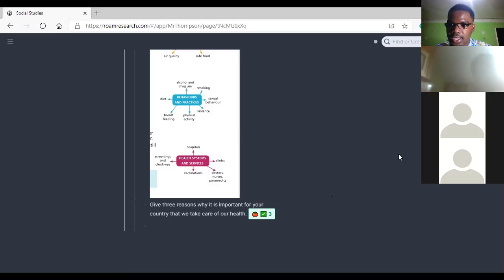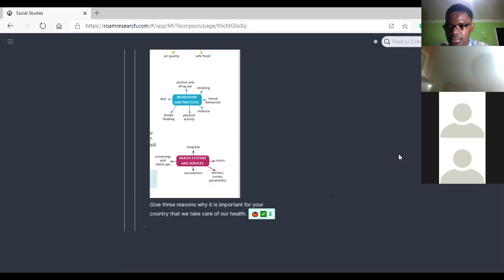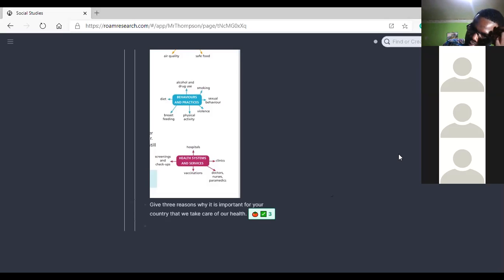And let's go to Sane. Give me one reason, Sane, why it is important for your country that you take care of your health. Not taking care of your health can lead to other severe problems, especially if there's no cure to certain diseases, which would end up taking down the population of the country slowly. That's so true, Sane.